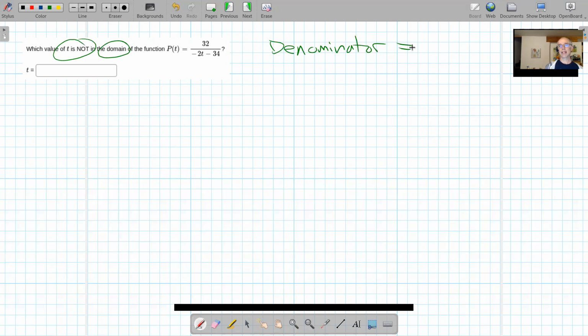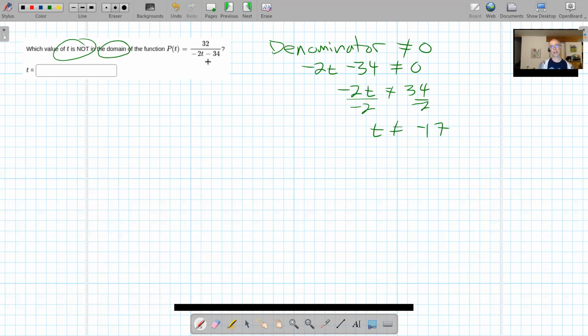So the denominator can't be 0. So I just solve -2t minus 34 can't be 0. Add 34 to the other side. Divide by -2. And we get t can't be -17. And we could graph that to check. What we should find is there's something weird going on there at -17.